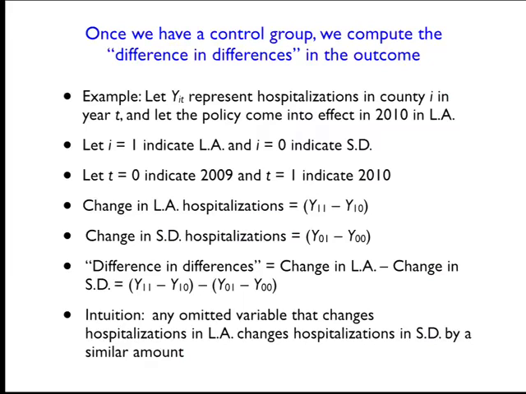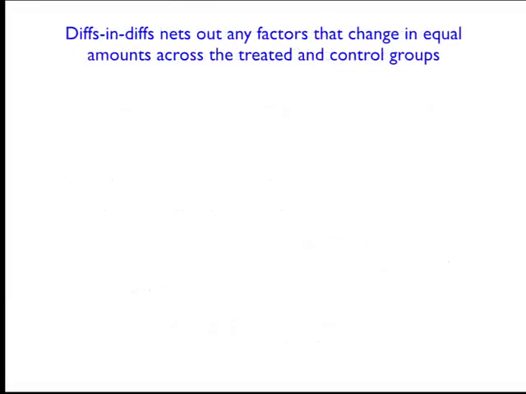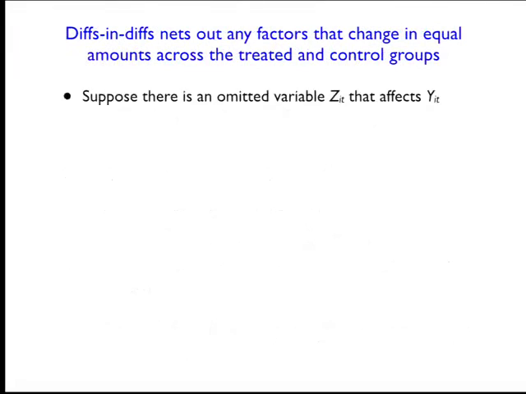So if we net out that change from the Los Angeles change, the idea is that we'll basically net out the omitted variables bias. We can actually look at that algebraically as well. Let's suppose that there is an omitted variable, which we'll call Z_it, which affects Y_it, and we don't have data on Z_it, so we can't just include it as a control in the regression.